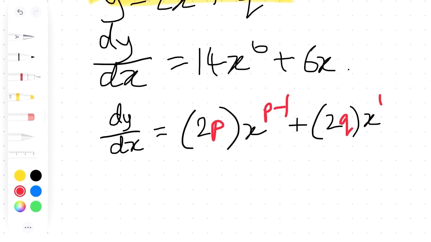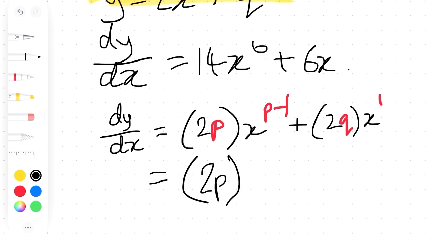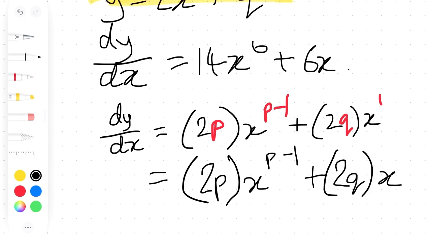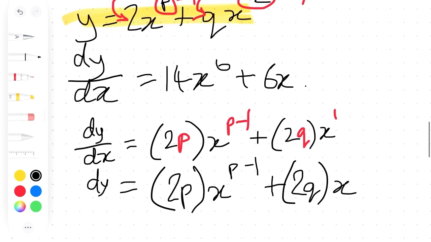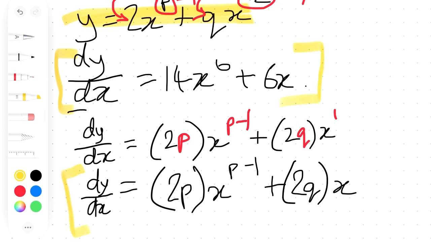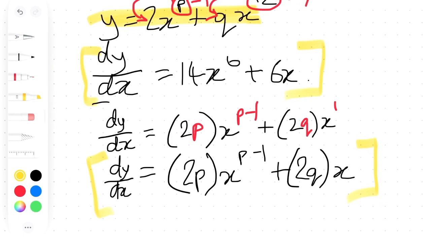So let's neaten things up. So dy by dx is equal to 2p times x to the power of p minus 1 plus 2q times x, since x to the power of 1 is just x. So now we should compare this derivative with this one, since they both are equivalent. But the first one that they've given us is just in terms of x, whereas this one has unknown variables p and q. So therefore, in order to solve it, we must compare.